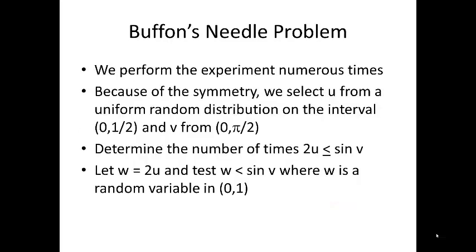So what we're going to do is perform this experiment numerous times, and because of symmetry we select u from a uniform random distribution on the interval 0 to 1/2 and v from the interval 0 to pi over 2. We determine the number of times 2u is less than sine v. Let w equal 2u, and then test whether w is less than sine v, where w is a random variable in 0, 1.